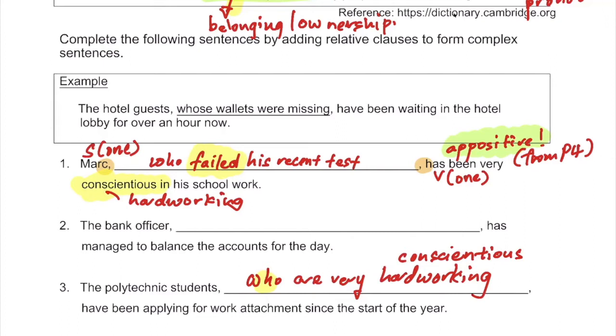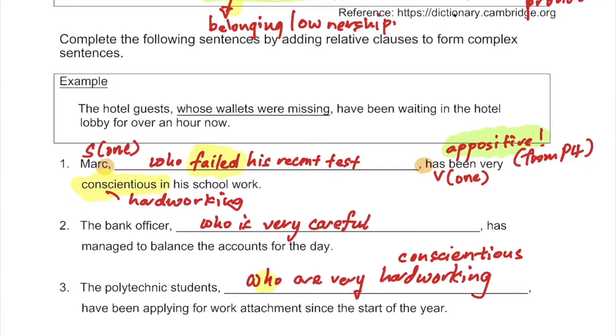Okay, question number 2. Can I come back to Jaxith? Please give us your answer to question number 2. The bank officer who was very careful has managed to balance the accounts for the day. Okay, very good. But I'm going to change it to who is very careful instead of who was very careful, because that is his nature, his character. It's a statement of fact, okay? Who is very careful.